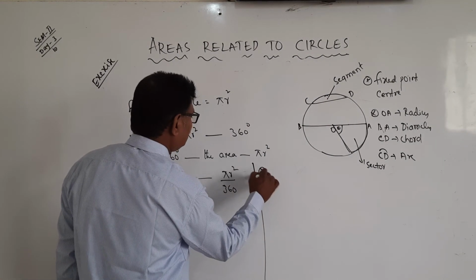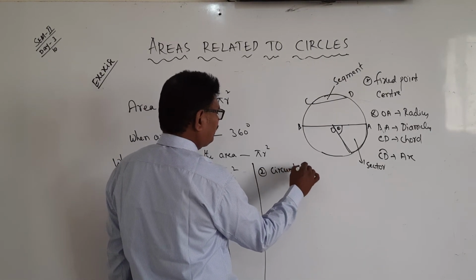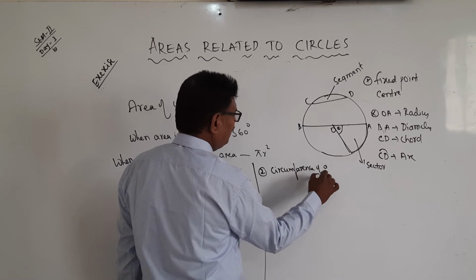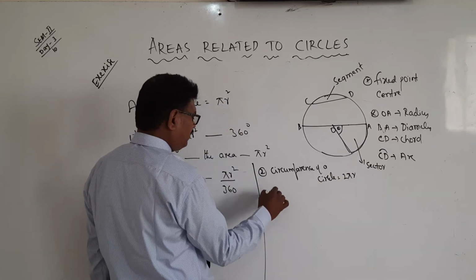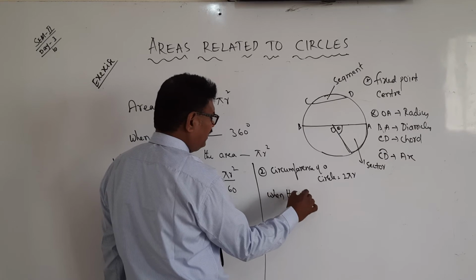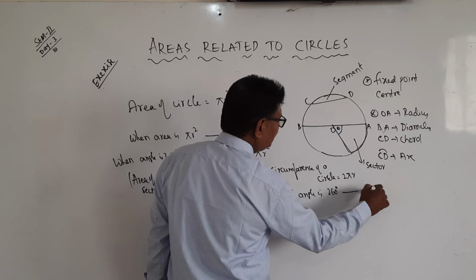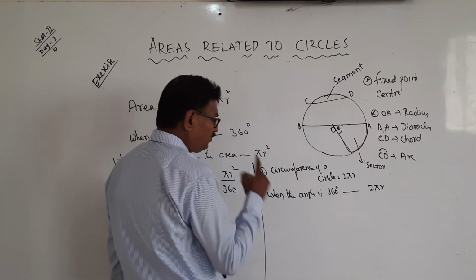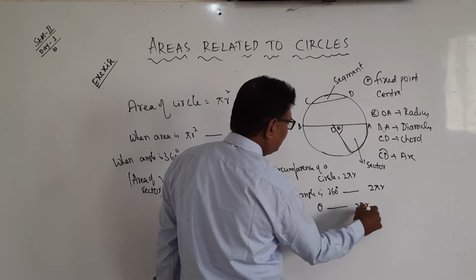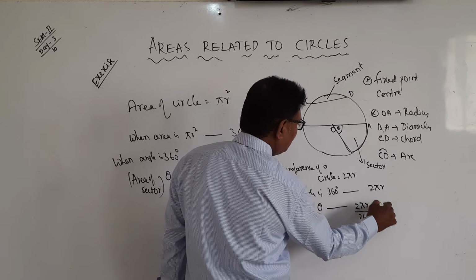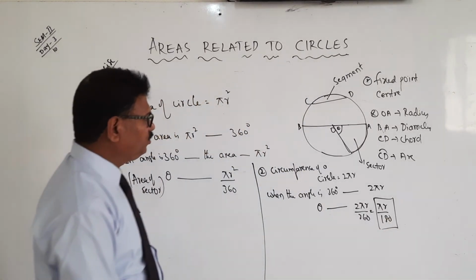Second point, circumference of a circle is 2 pi r. You can write it. When the angle is 360, then the circumference is 2 pi r. Okay? When it is theta, then what about its length? 2 pi r theta divided by 360, or pi r theta by 180. These two formulae you should remember.